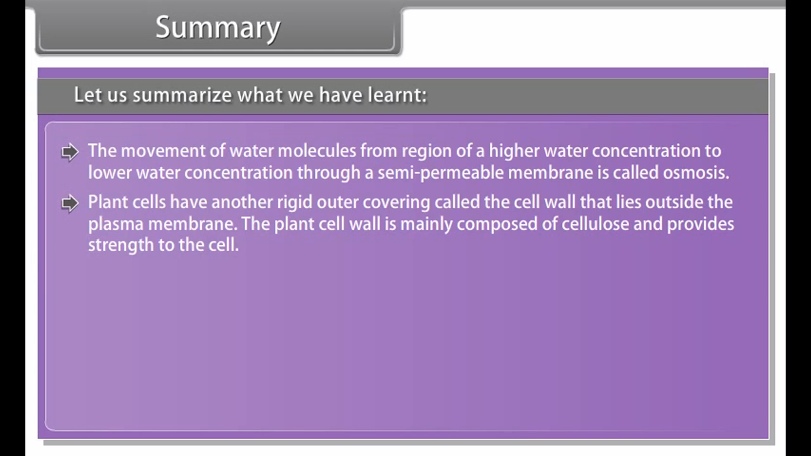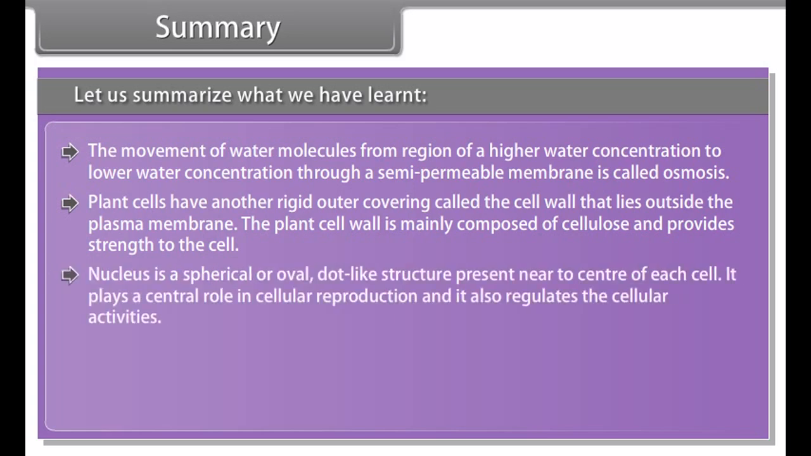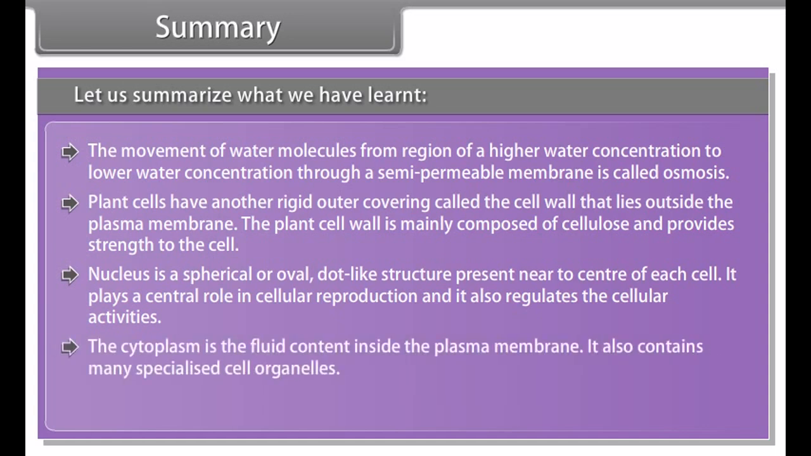The plant cell wall is mainly composed of cellulose and provides strength to the cell. Nucleus is a spherical or oval, dot-like structure present near the center of each cell. It plays a central role in cellular reproduction, and it also regulates the cellular activities. The cytoplasm is the fluid content inside the plasma membrane. It also contains many specialized cell organelles.